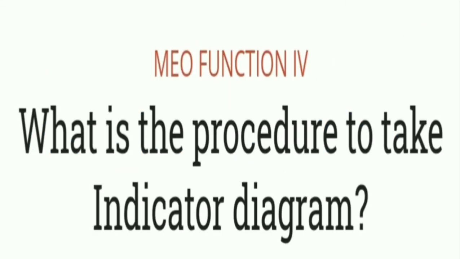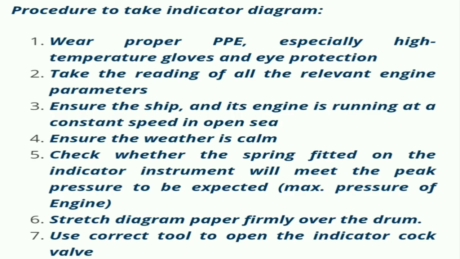This is a function for MEO class 4 question. What is the procedure to take an indicator diagram? Let's see what the procedures are. First, wear proper PPE, especially high temperature gloves and eye protection. We know safety first, so that is why we are taking PPE. Next, take the reading of all relevant engine parameters. Third, ensure the ship and its engine are running at constant speed in open sea. Fourth, ensure the weather is calm.